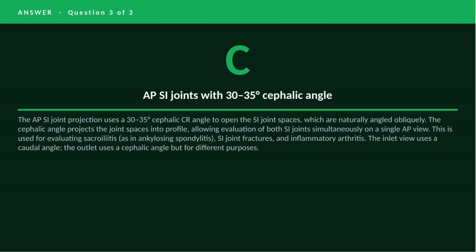The answer is C. AP SI joints with a 30 to 35 degree cephalic angle. This view uses the cephalic angle to open the sacroiliac joint spaces, which are naturally oblique and not visible on a standard AP pelvis. Both joints are demonstrated simultaneously on a single view.